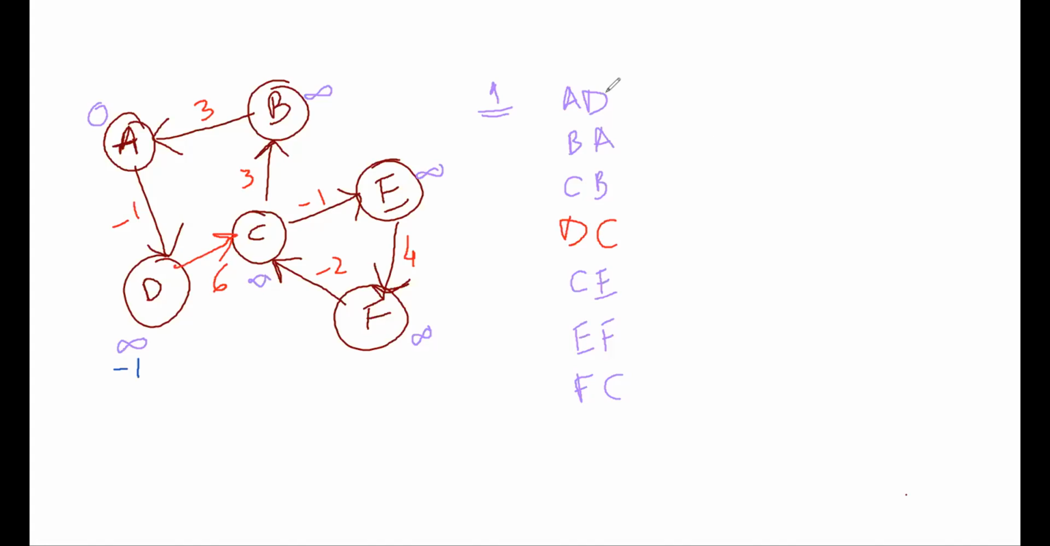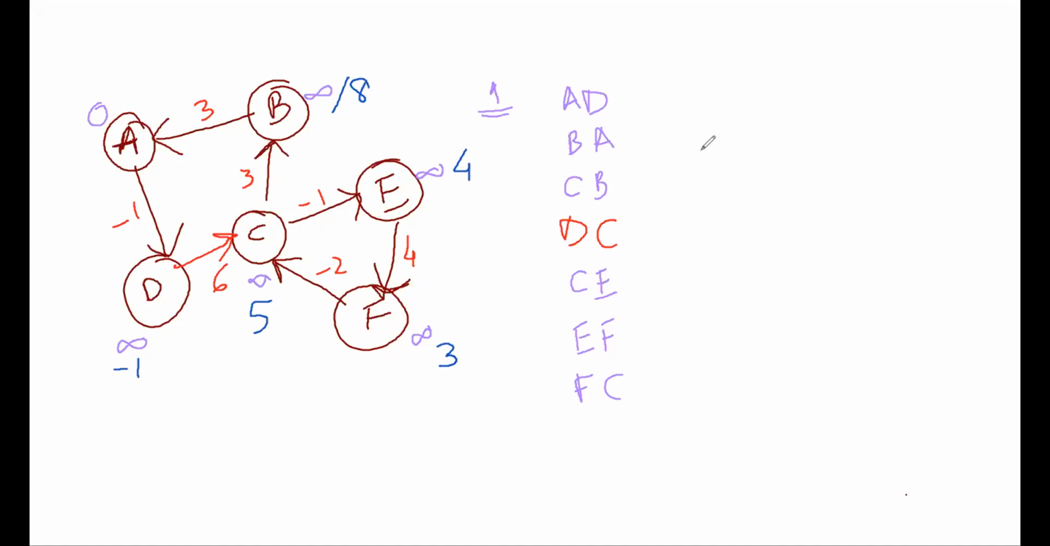So minus 1 plus 6 is 5. So C gets updated to 5. So 5 plus 3 is 8. So B gets updated to 8. 5 minus 1 is 4. And 5 minus 2 is 3. So this is round 1.